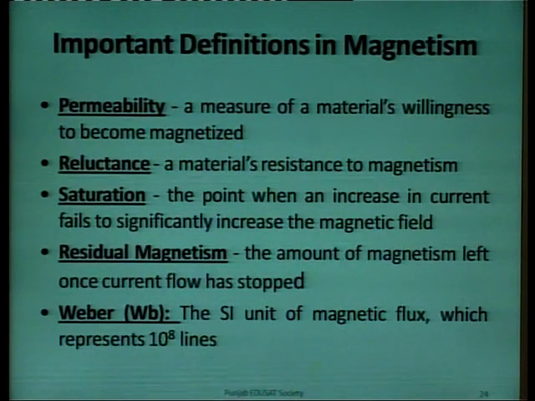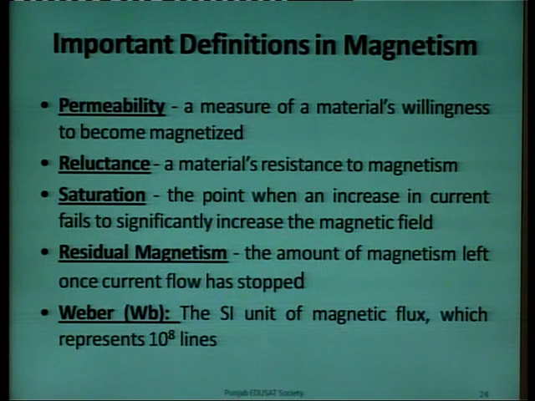Then the permeability, it is a measure of a material's willingness to become magnetized. And the reluctance is a material's resistance to magnetism. Then the saturation, it is a point when an increase in current fails to significantly increase the magnetic field. Then the residual magnetism: the amount of magnetism left once current flow has stopped is called the residual magnetism.